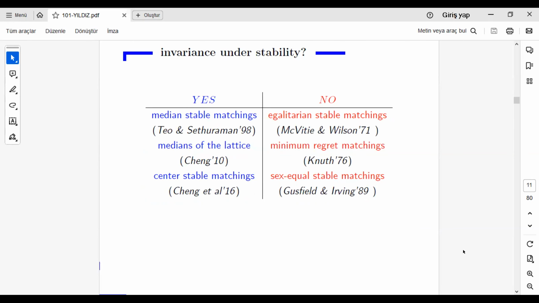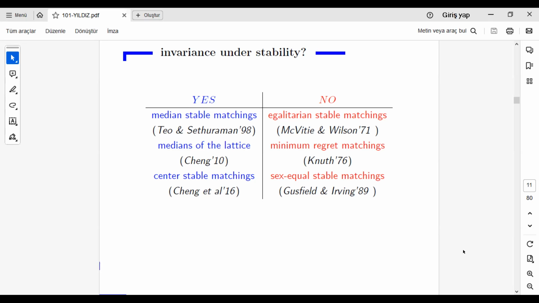Now, quickly, the literature, as I suggested, there's not much there. I can mention what exists in the literature in two categories. The ones on the right do not satisfy invariance under stability. For example, the last condition that I mentioned.